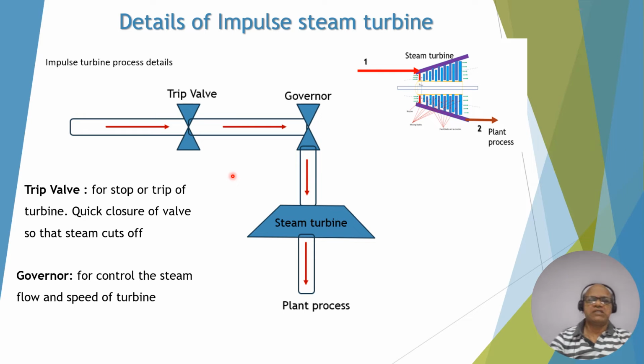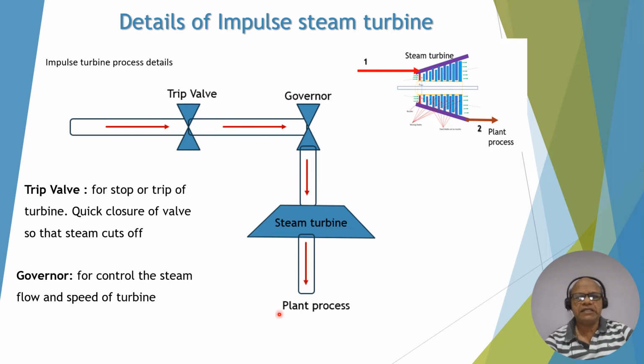The next part is the governor. The governor's function is to control the steam flow so that the power generation is controlled and speed is controlled. Then since it is a back pressure application, the outlet or exhaust pressure of the steam turbine is still superheated and it will go to the process application.